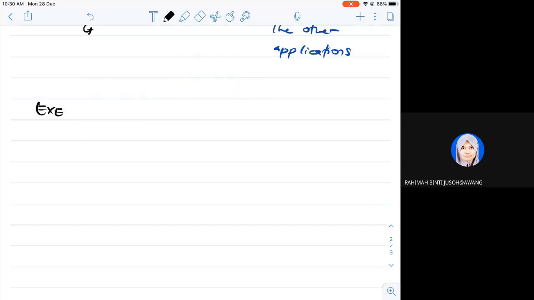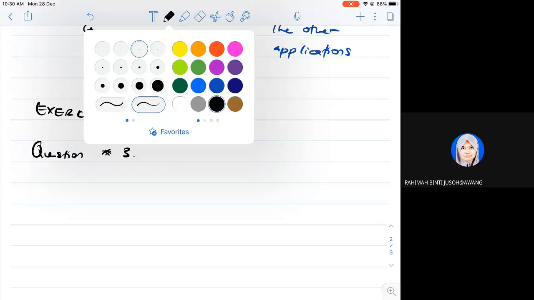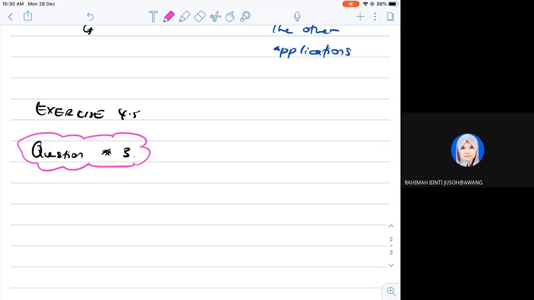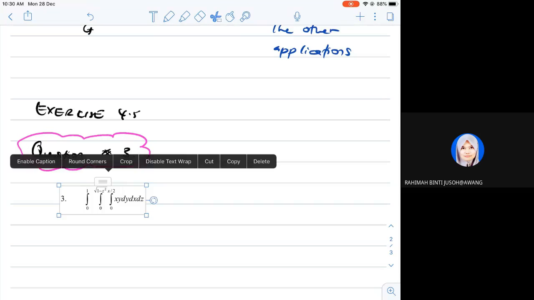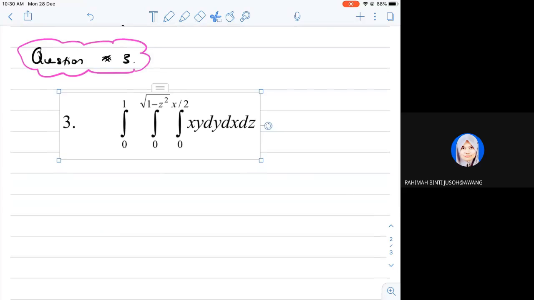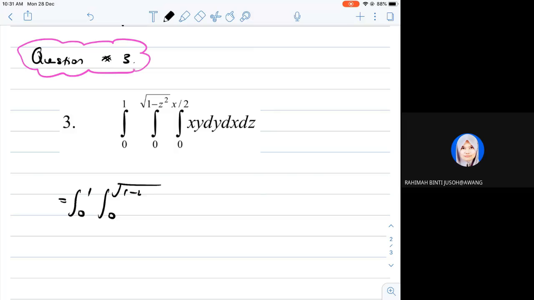Exercise 4.5, question number 3. We just need to evaluate this. It is similar to a double integration, but now we have 3 variables, x, y, and z. So we will have this: integrate 0 until 1, 0 until square root of 1 minus z squared.